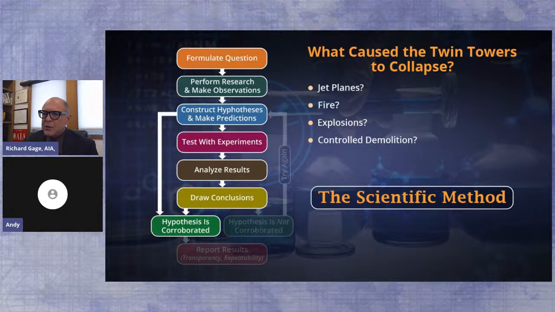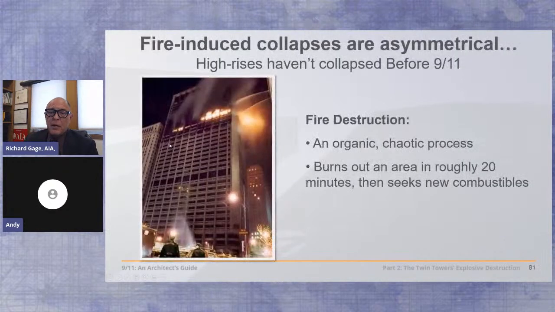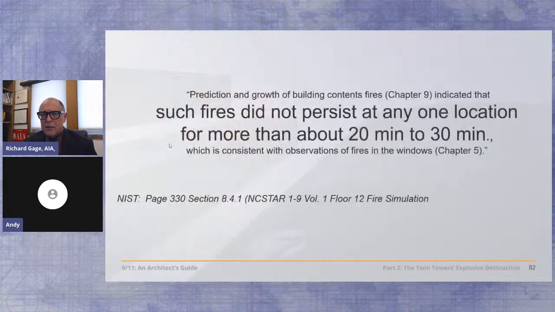So let's proceed with some background research, looking at the forces that destroy buildings. Fire is certainly a destructive force. It's an organic process. It's very chaotic, following the laws of entropy, increasing chaos. It burns out an area in roughly 20 minutes or so, and then moves on looking for fresh new combustibles. Now, this is even acknowledged by NIST in their report, that the fires didn't persist in any one location for more than 20 or 30 minutes.